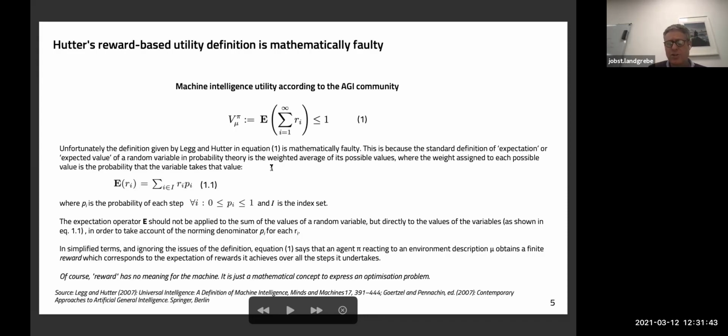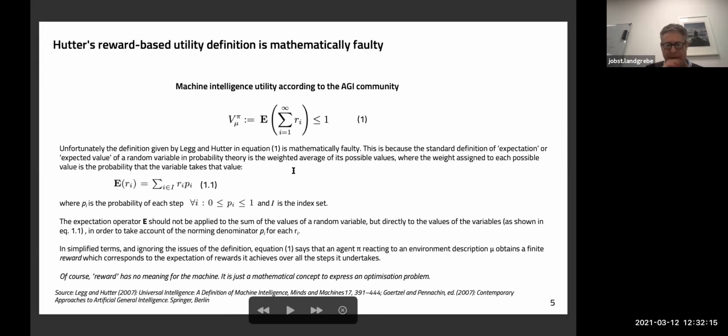And I'm very astonished that they didn't notice this. They didn't think it through. It's kind of sad because they print this equation everywhere. It's just mathematically faulty; it's grammatically wrong to apply this operator to such a sum. But anyhow, the real definition should be that they get rid of the operator and just put p of pi behind the r of i. Then the definition would be correct.